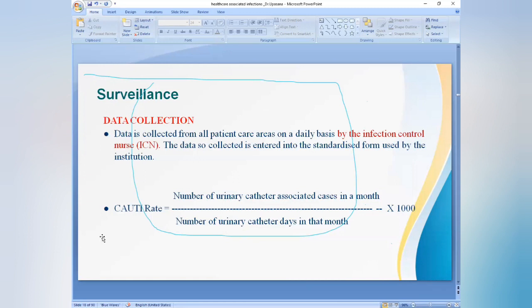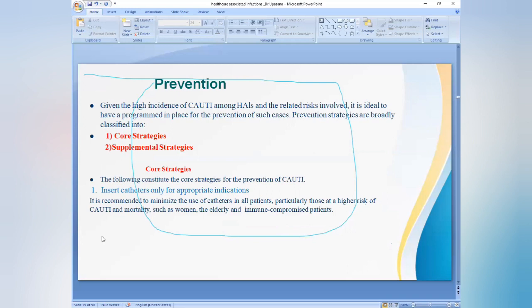And the CAUTI rate in India has been considered from 1.63 to 2.1 per 1000 catheter days. This is as per the Indian data, whereas NHSN data and CDC data are a bit different. Talking about the Indian scenario, 1.63 to 2.1 is the documented data we have. So how do you prevent it?